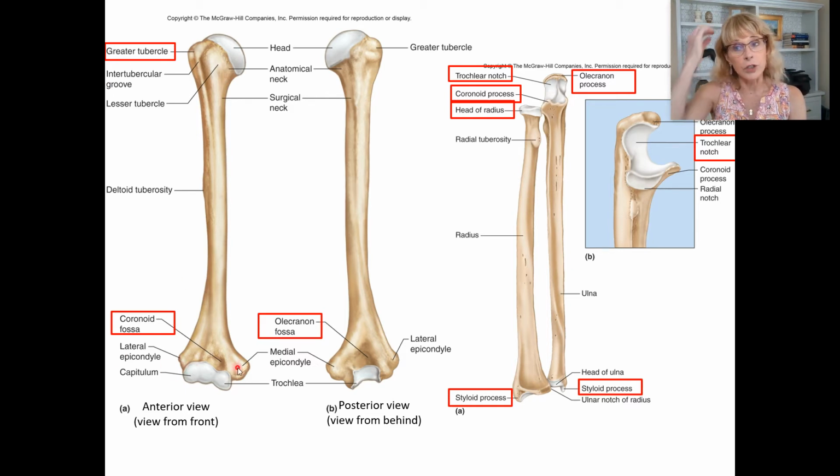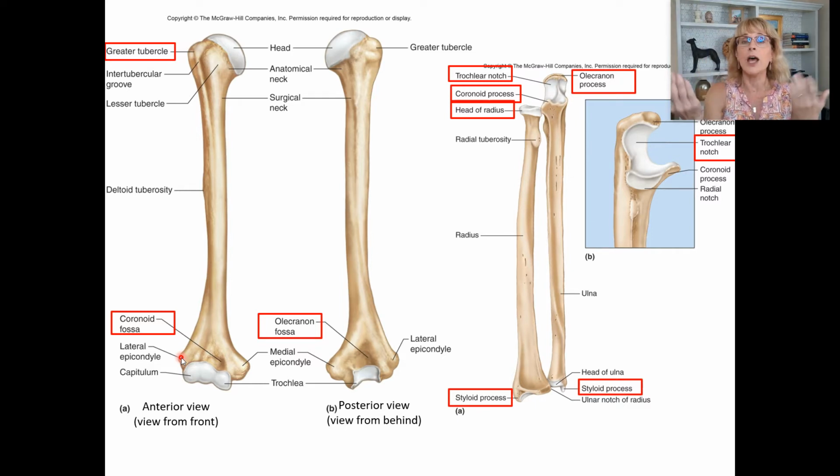Then we have got the distal aspect of the humerus. The distal aspect of the humerus has got some things that are confusing. Let's start with the simpler ones. The simpler ones are the epicondyles. Epicondyles are these areas that are on either side of your elbow. So when you feel your elbow like this, you put one finger on each side, you are feeling the epicondyles of your humerus. And the one that's closer to the middle is the medial epicondyle, and the one towards the outside is the lateral epicondyle.